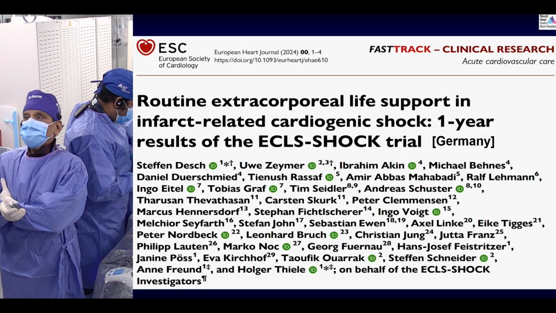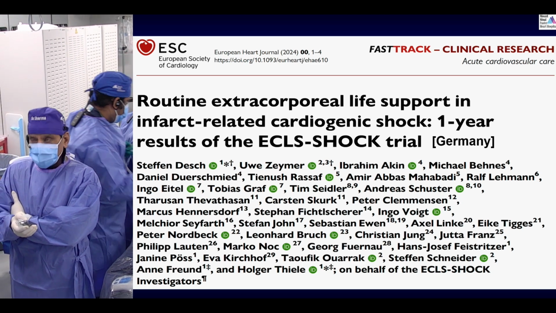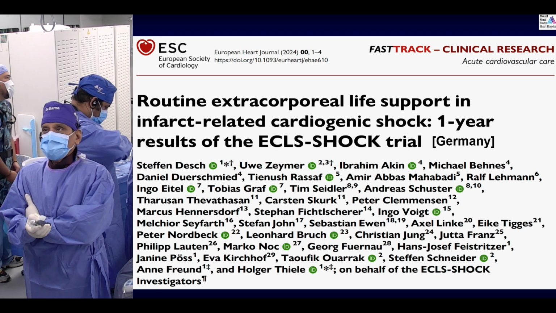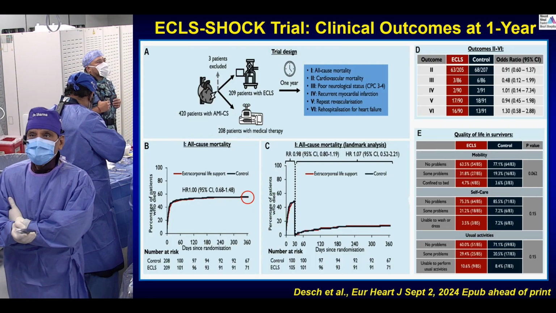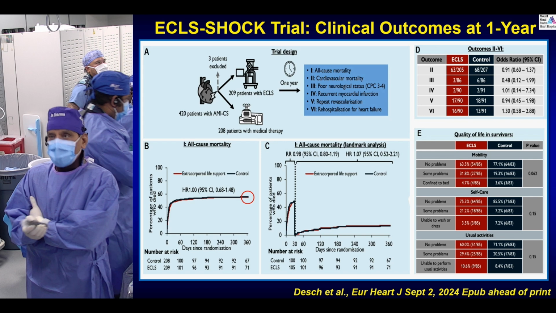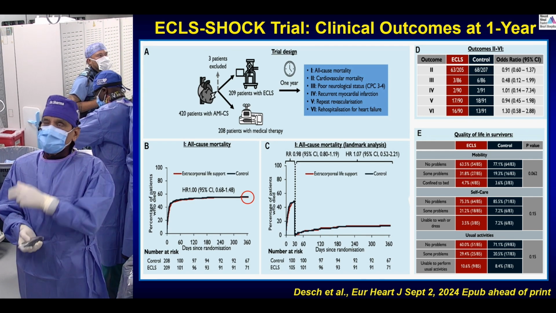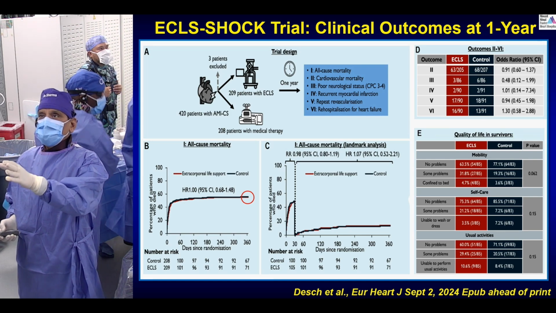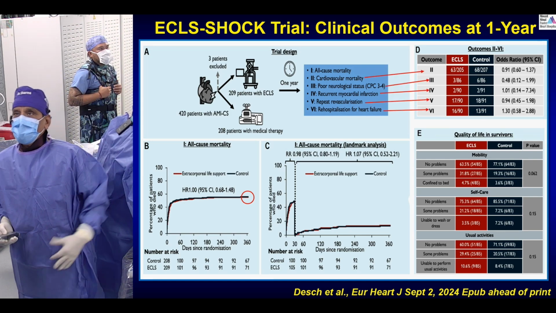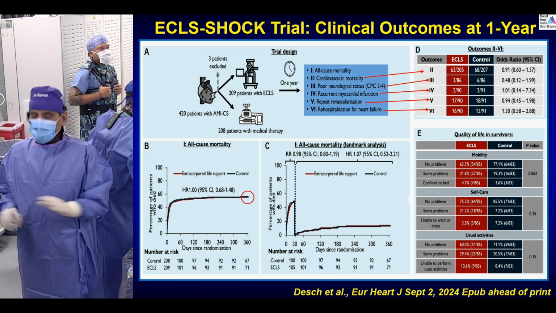Now, the ECLS-SHOCK trial, remember the trial which we presented last year, also presented at the European Society. Now they have 1-year data from Germany, which basically showed that at 30 days there was no difference in ECMO versus control, and now also at 1 year, no difference, exactly identical curves. You say, well, maybe it's the mortality. What about other factors like cardiovascular death, poor neurological status, MI, repeat revascularization? As you can see, identical outcomes. So no difference with ECMO.